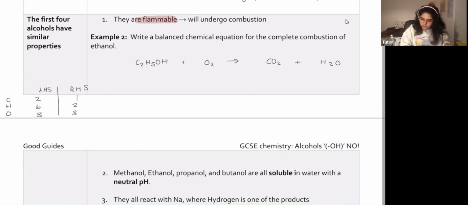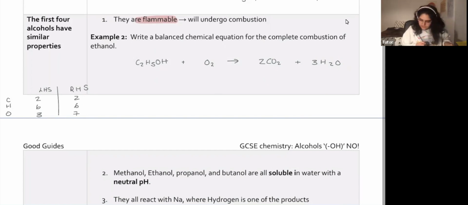The first thing we're going to do is balance out the hydrogens on this side. So I'm going to pop a 3 over there. That changes the hydrogen count to 6 and changes the oxygen count to 5. Second thing we're going to do is change the carbon count. That's going to make that 2. And that's going to make that 4 plus 3, which is 7.